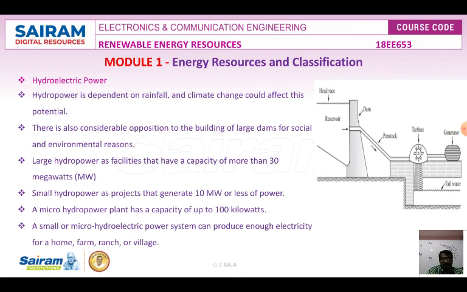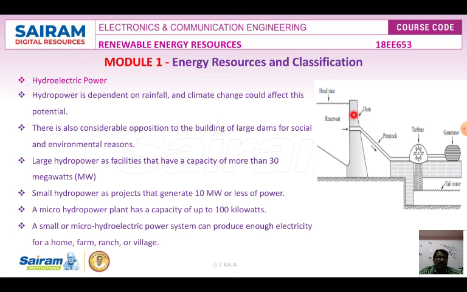Next is hydroelectric power. Here the electricity is produced by making water flow from high pressure to low pressure. There is a dam or a reservoir which saves the water from the rain and rivers, and there is a penstock which will control the flow of water.